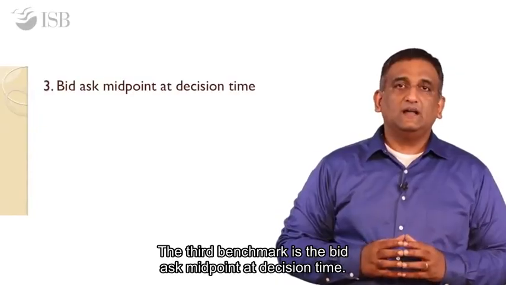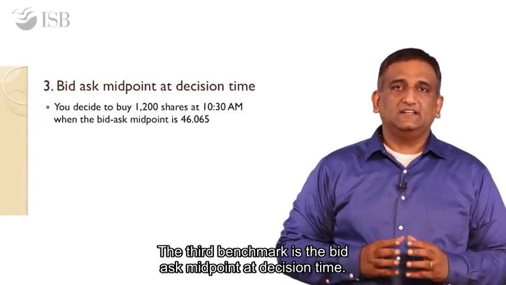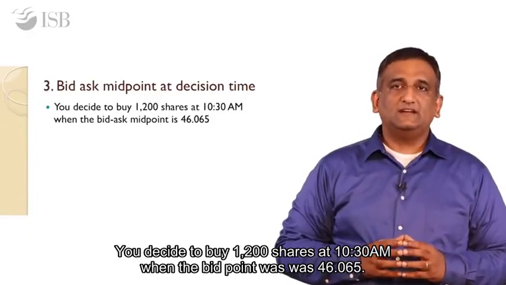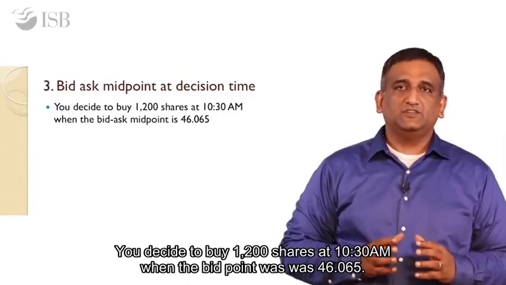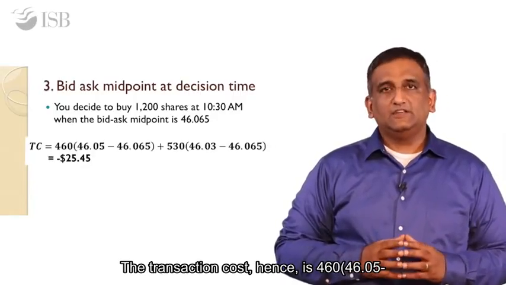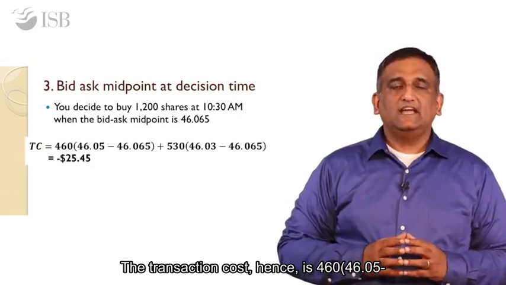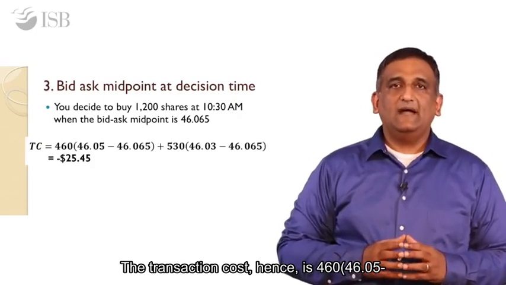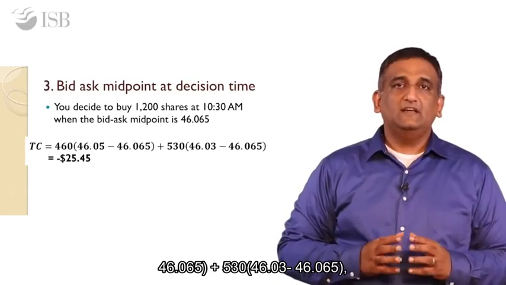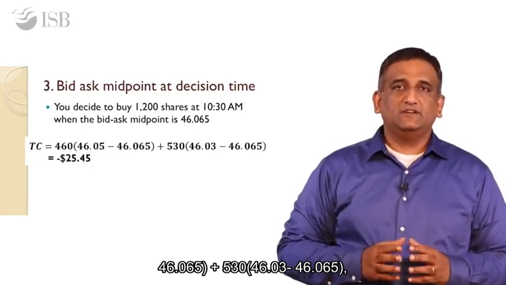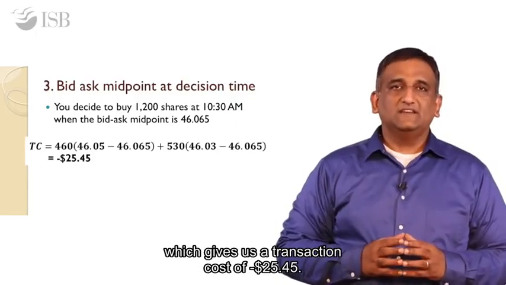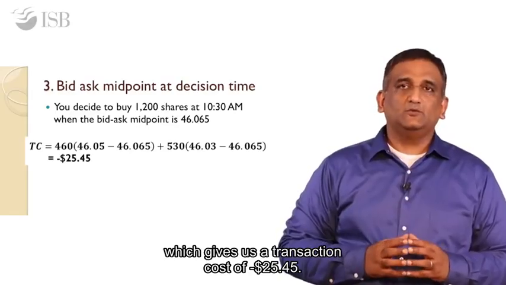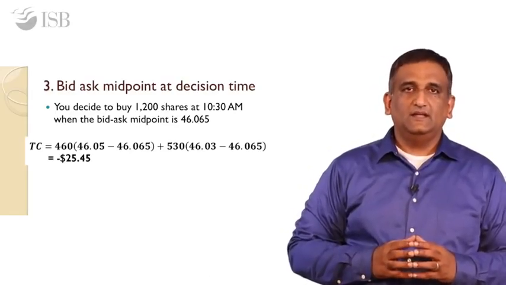The third benchmark is the bid-ask midpoint at decision time. You decide to buy 1200 shares at 10:30 a.m. when the midpoint was 46.065. The transaction cost hence is 460 times (46.05 minus 46.065) plus 530 times (46.03 minus 46.065), which gives us a transaction cost of negative $25.45.